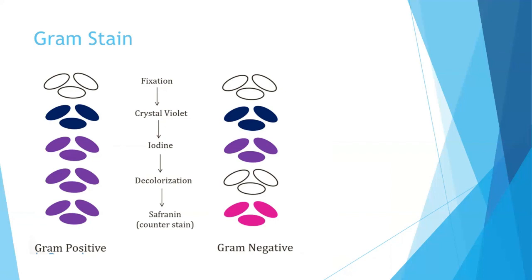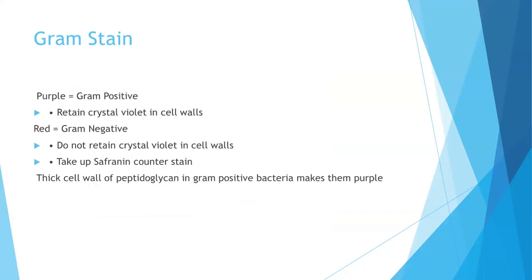Then you counterstain the bacteria with safranin. In the case of gram-positive, since it already has the stain, it will not take up safranin. But in the case of gram-negative, the stain has already washed out, so it will retain the safranin stain, which is pink in color. So purple is gram-positive, retaining crystal violet in the cell wall. Red is gram-negative, which does not retain crystal violet in the cell wall and takes up the safranin counterstain. The thick cell wall of peptidoglycan in gram-positive bacteria makes them purple.